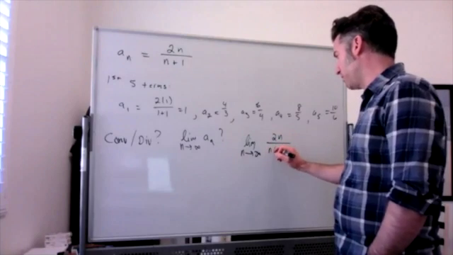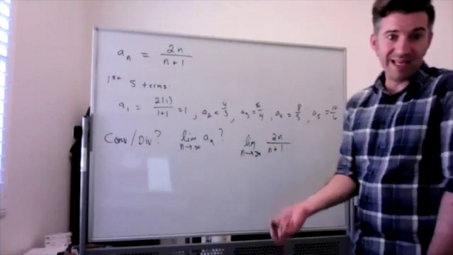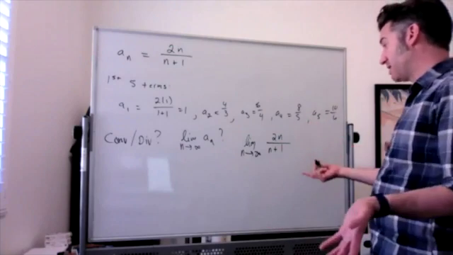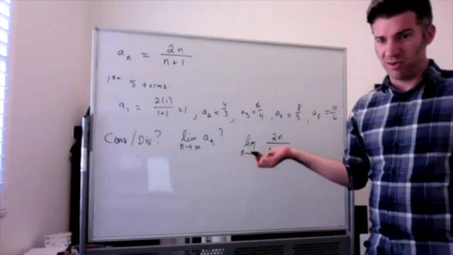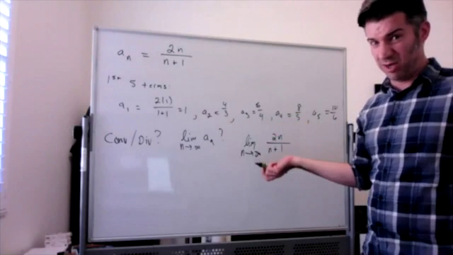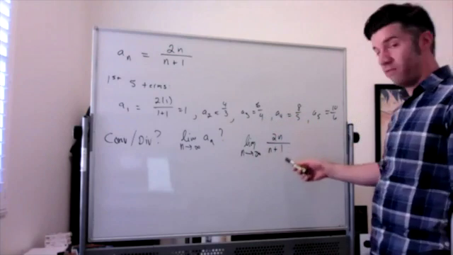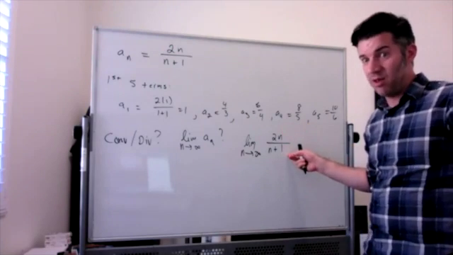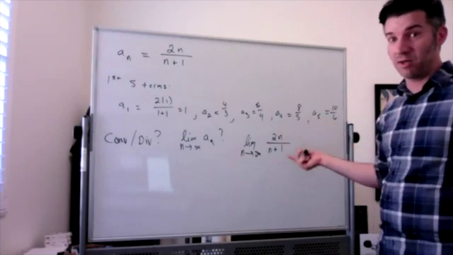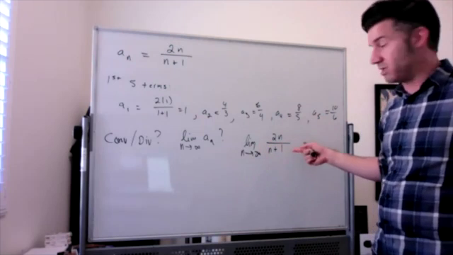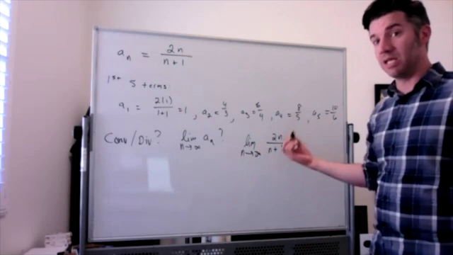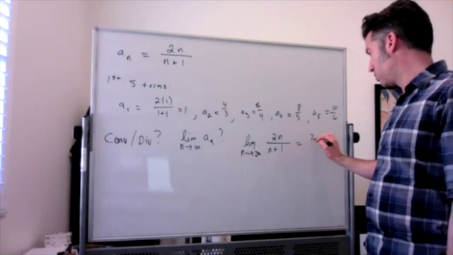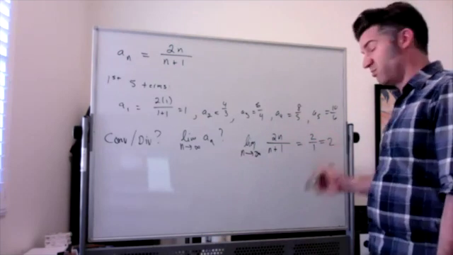n plus 1. And here's where we have to remember all of our limit rules. In this case, you could do a lot of work, but you really don't have to do any work here. This is a rational function where the degree on top and the degree on the bottom are the same. So we know that the limit of a rational function as the variable goes to infinity is the quotient of the leading coefficients when the degrees are the same. So that's going to be 2 over 1, which is 2.